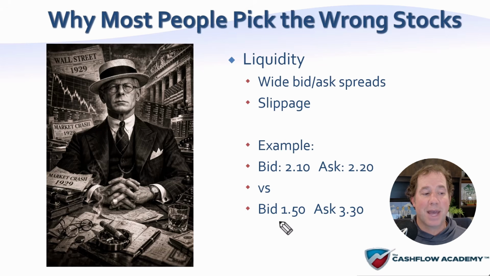An example of bad liquidity: bid of 150, ask of 330. You could drive a semi through the bid-ask spread there. They're $1.80 apart. You don't want to waste your time on illiquid stocks.